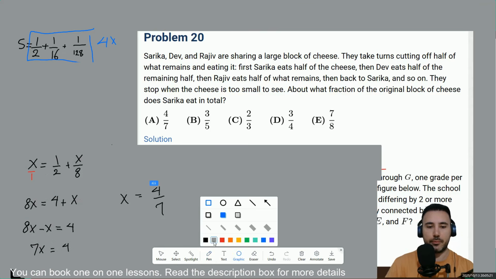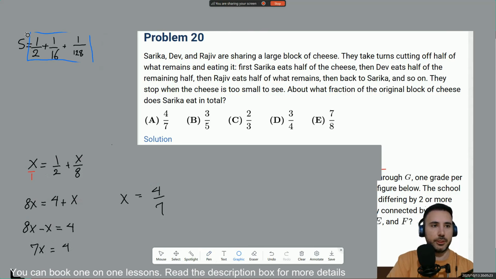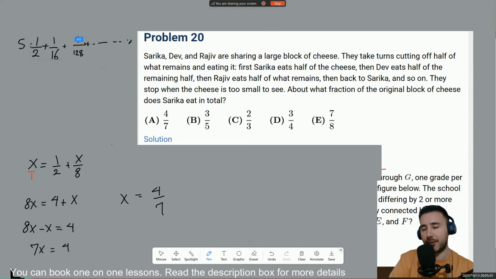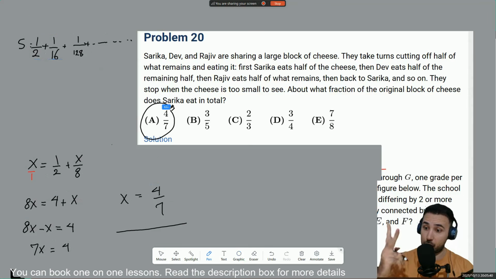Remember, this is for the previous question, so we shouldn't confuse them with that one, right? So that means the value of this 1 over 2 plus 1 over 16 plus 1 over 200, and if it continues forever, is just going to be 4 over 7. And we managed to do it in 2 different ways, okay? So use whatever you like.